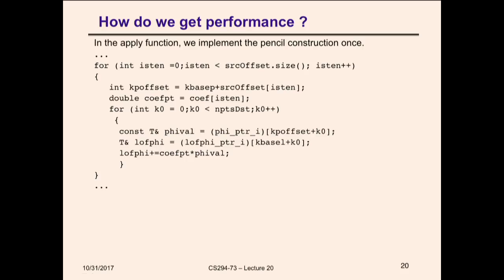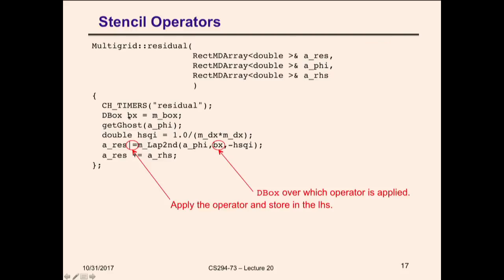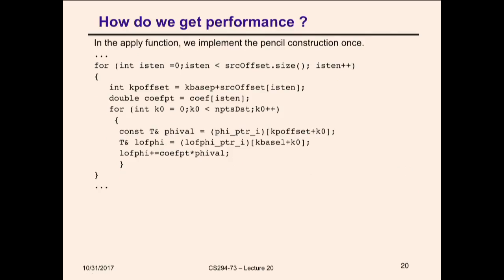So, in all of this, how do we get performance? In the apply functions, we implement the pencil construction. So let me go back here. What does the innards of this thing look like? It's calling a function. It is a function. So what does it look like? Well, when you drill down and look at what's happening internally, here's what the code looks like. And again, I just cut and paste this out of the existing code.